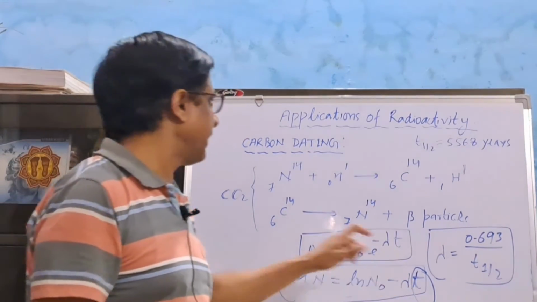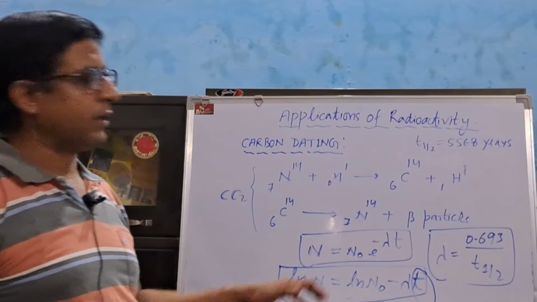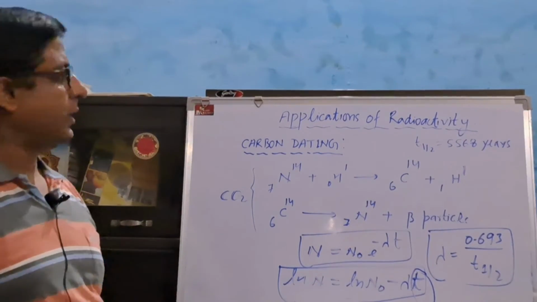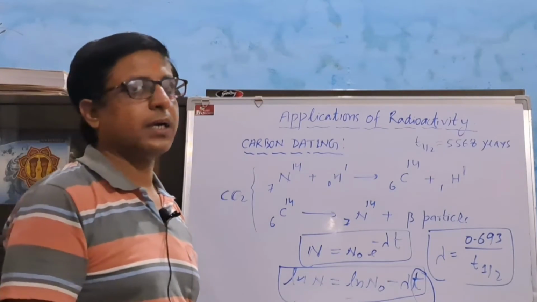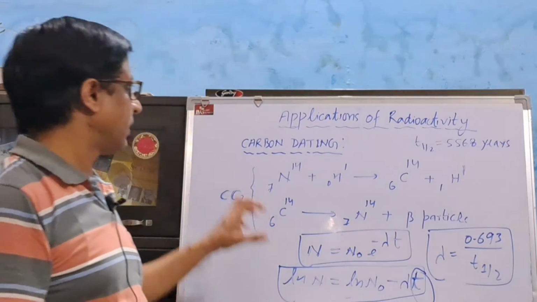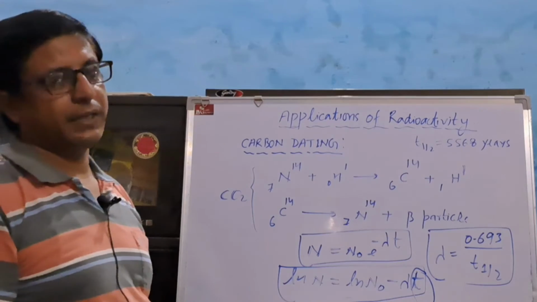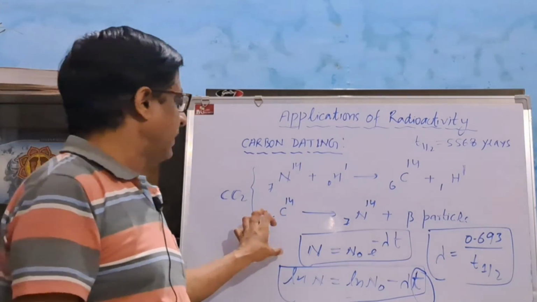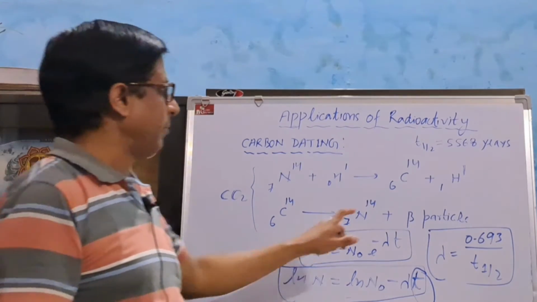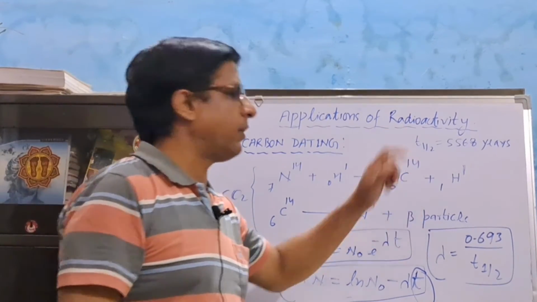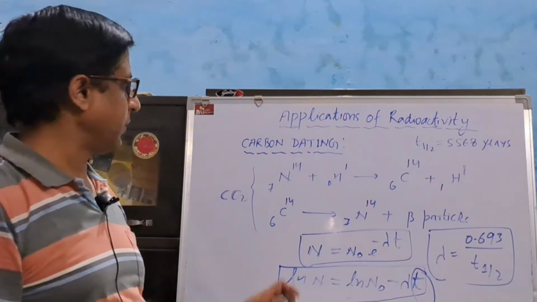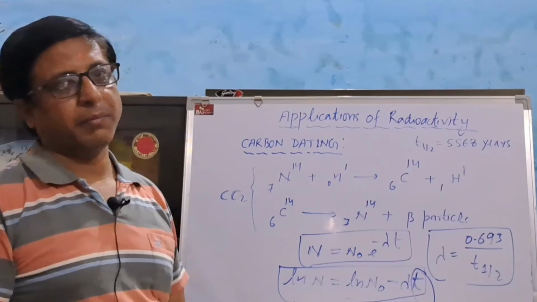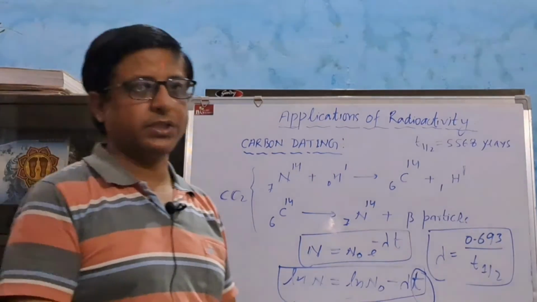By using this technique, we can determine the age of a wooden sample. This technique is known as carbon dating. By using carbon dating, we can determine the age of fossils or wooden samples. In this technique, we measure the activity of carbon-14, and by using first order kinetics, we can determine the time t.